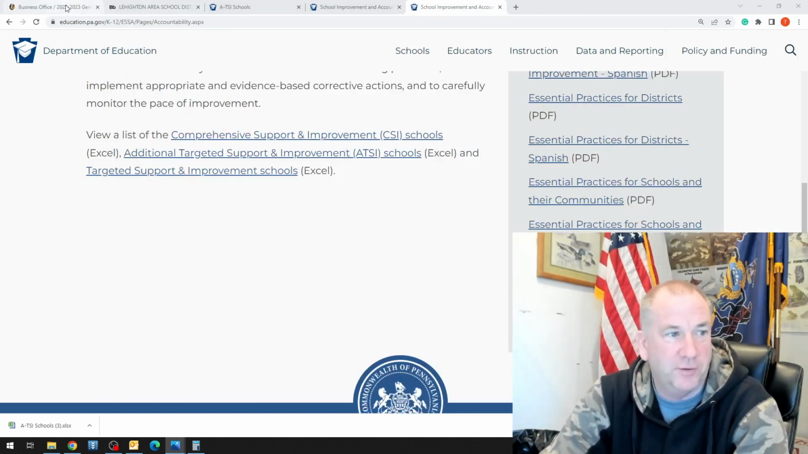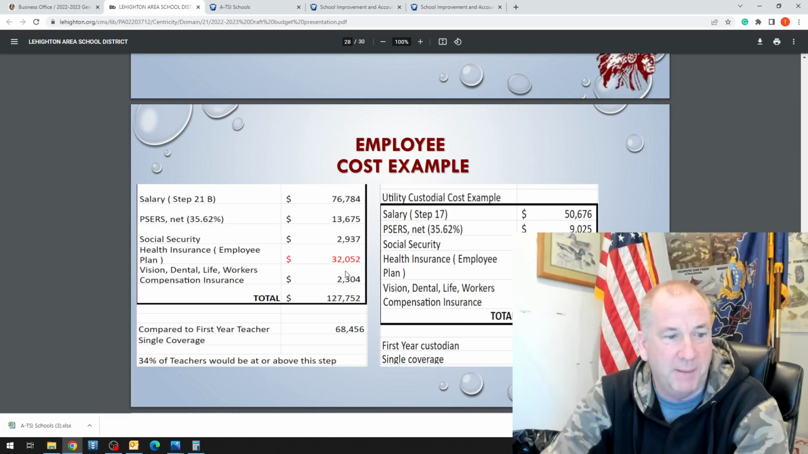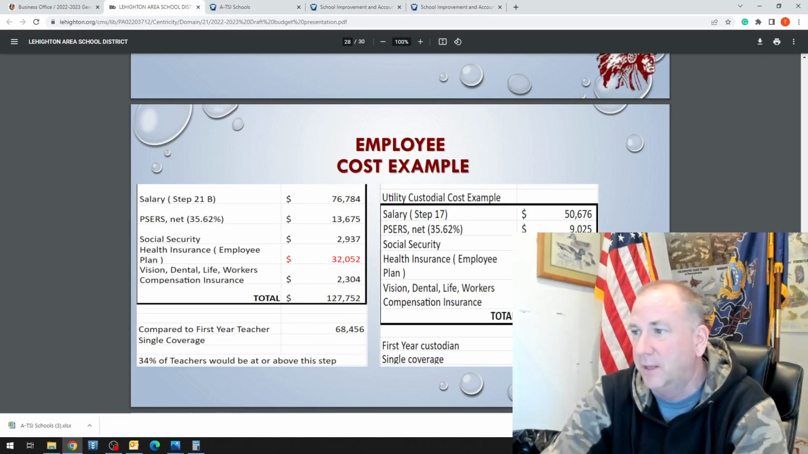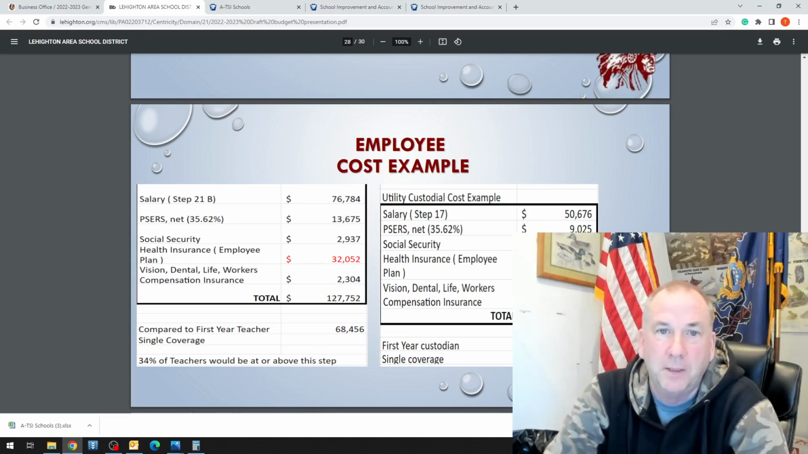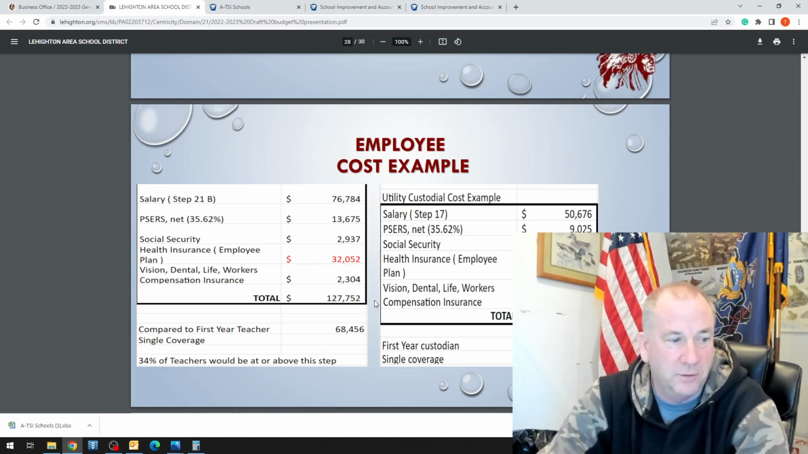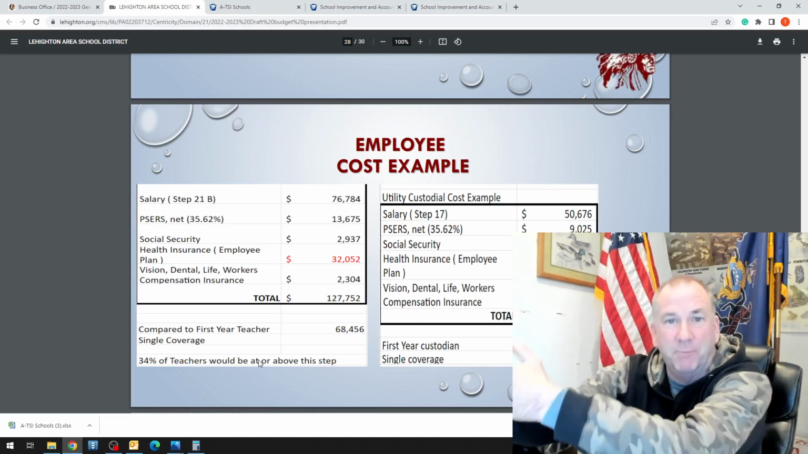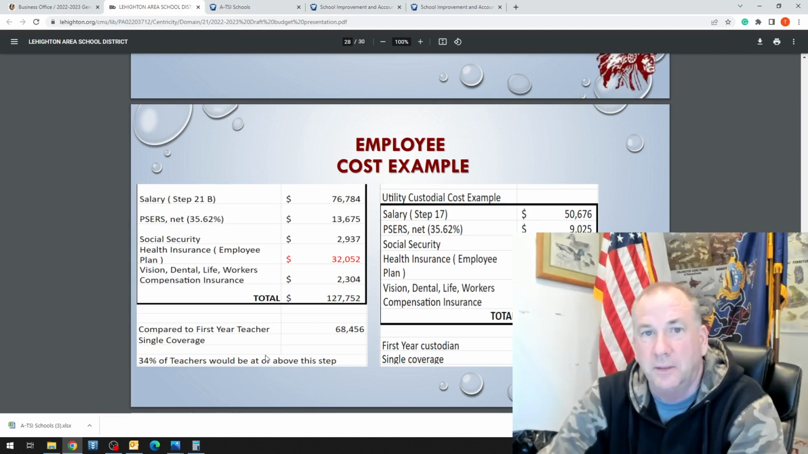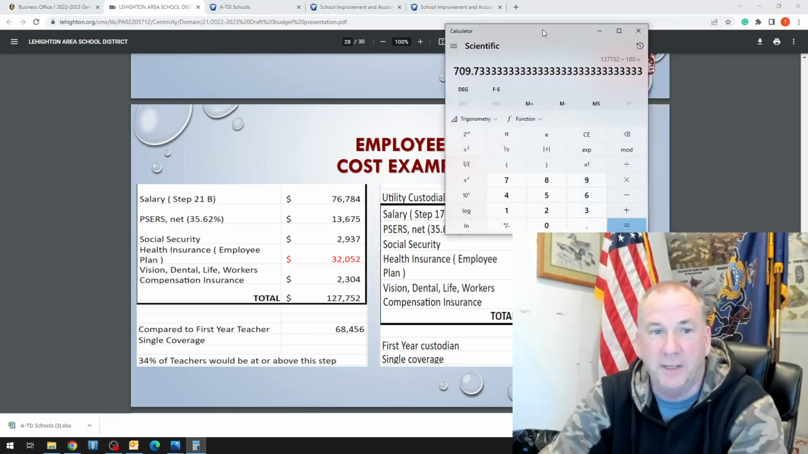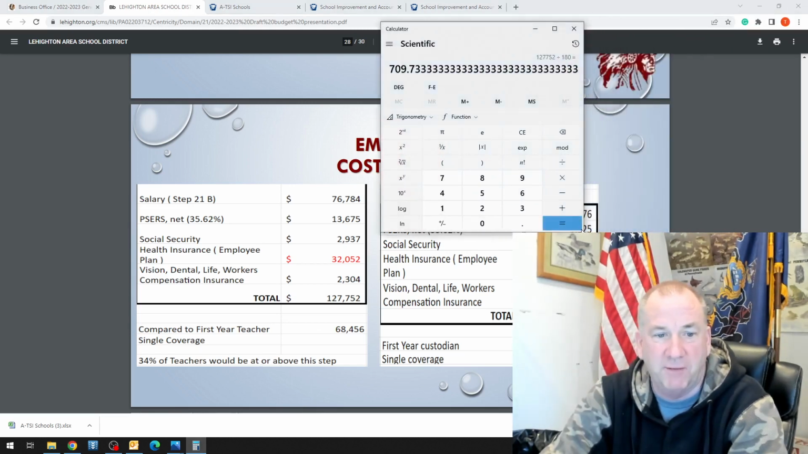So what does it cost for a teacher? Our business manager came out with about $127,000 for a teacher. Now that does not include, there's 34% of teachers that would be at or above that step. So some people are getting a lot more than this, others are not. Divide that out by the 180 working days in a school year, and you have about $709 a working day.